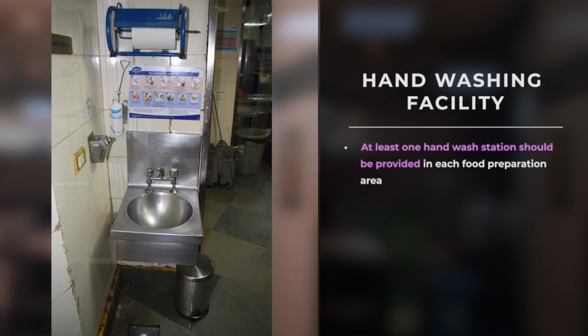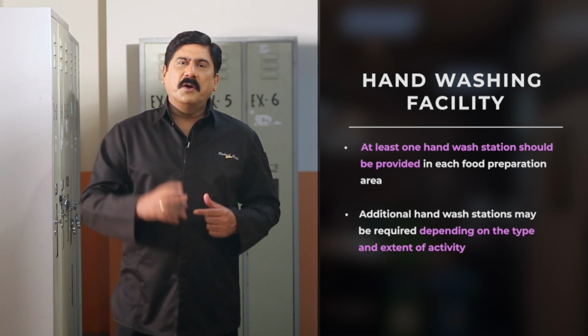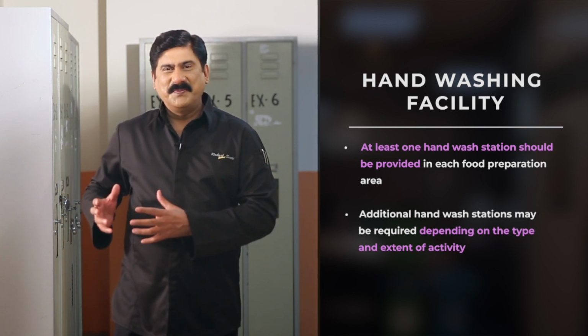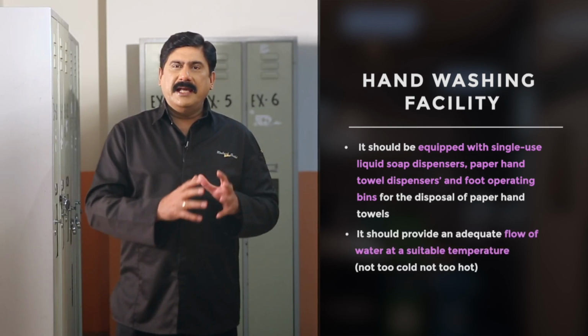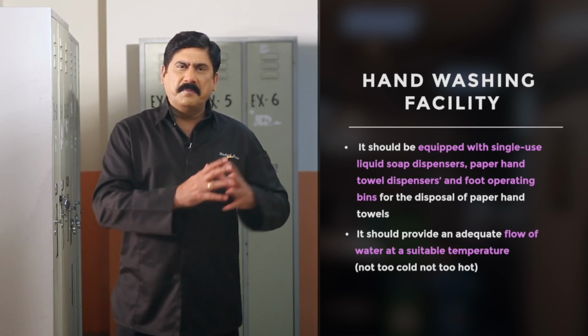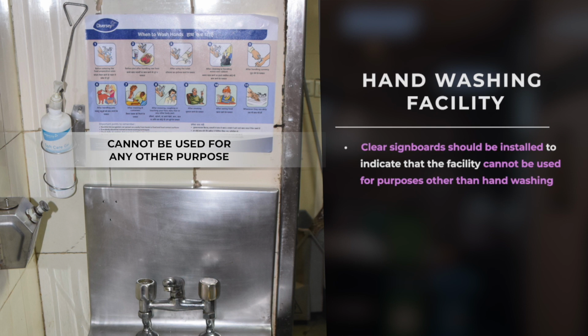At least one hand wash station should be provided in each food preparation area. Additional hand wash stations may be required depending on type and extent of activity. It should be equipped with single-use liquid soap dispensers, paper hand towel dispensers and foot operating bins for the disposal of paper hand towels. It should provide an adequate flow of water at the suitable temperature, not too cold, not too hot. Clear signboards should be installed to indicate that the facility cannot be used for purposes other than hand washing.